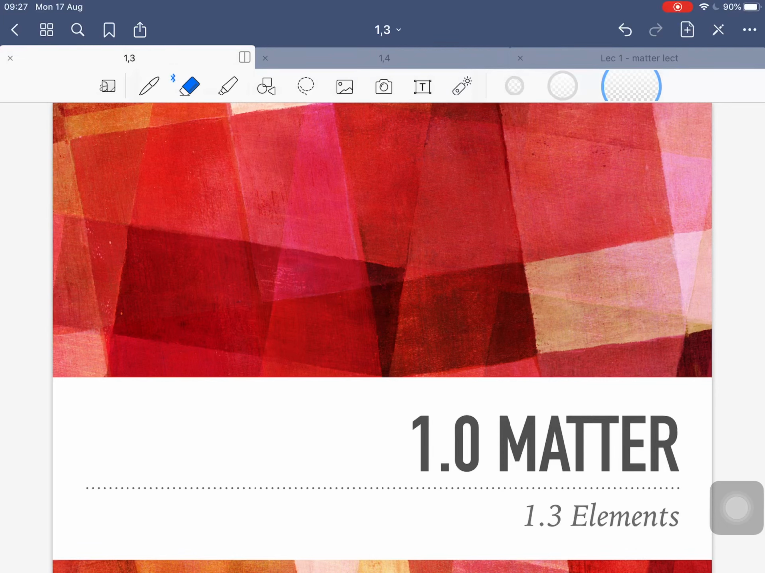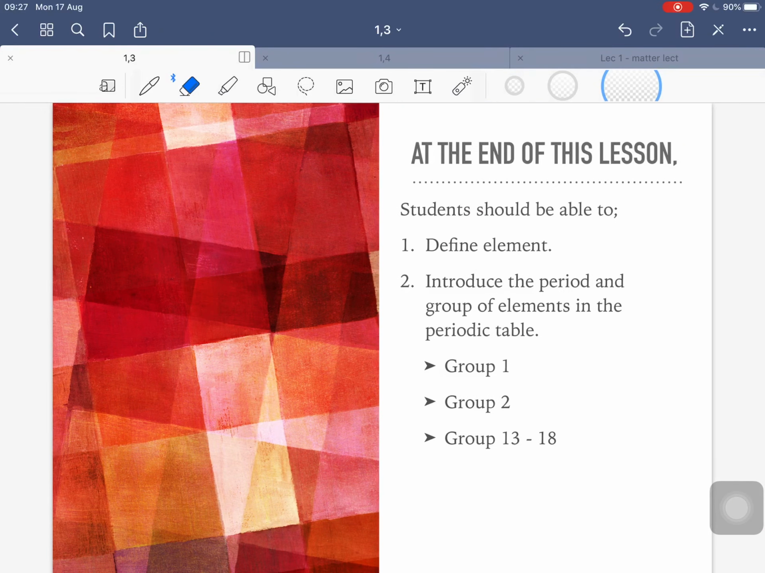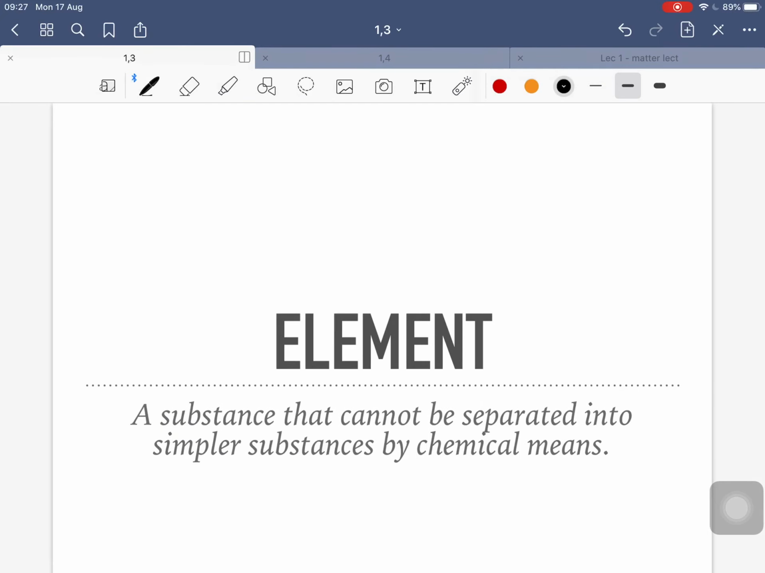Hi guys, so now we're going to learn chapter 1.3, elements, in the topic of matter. At the end of this lesson, students should be able to define elements and also introduce the periods and groups of elements in the periodic table, specifically for groups 1, 2, and then groups 13 to 18.